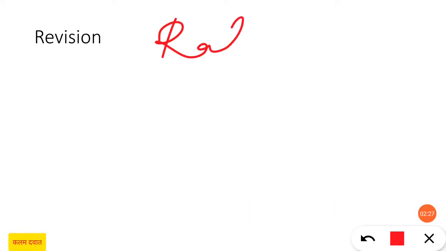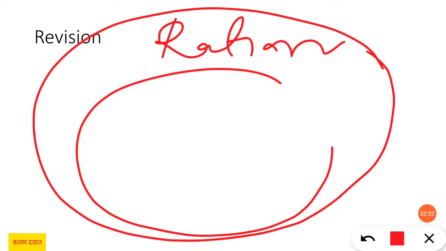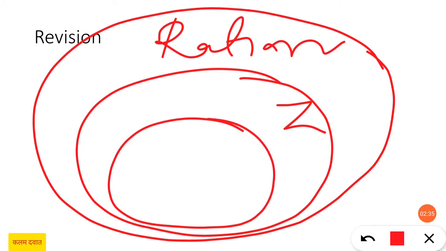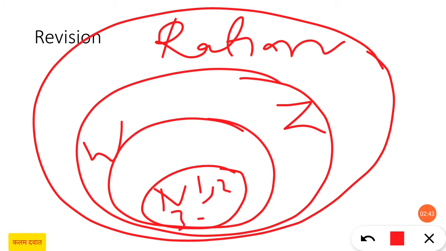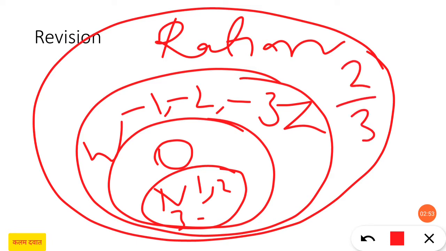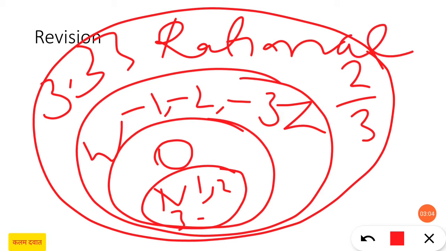Now rational numbers. All rational numbers contain integers. All integers contain whole numbers, and whole numbers contain natural numbers. Natural numbers 1, 2, 3 and so on. If we include 0, it becomes whole numbers. If minus 1, minus 2, minus 3 are included, they are integers now. And the numbers which are in the form of a ratio or decimal expansion can be written as rationals. So this is the whole set of rationals.